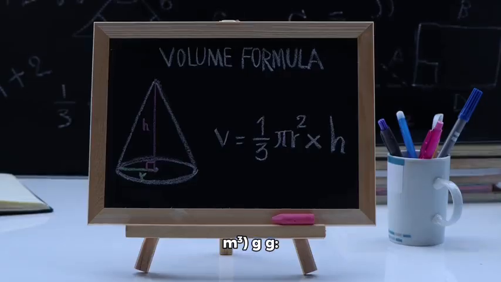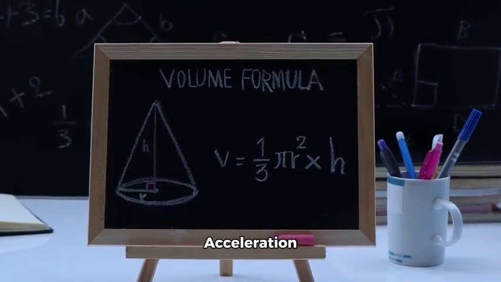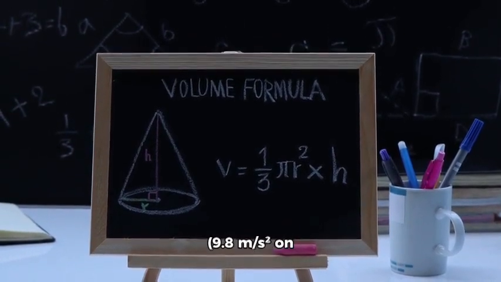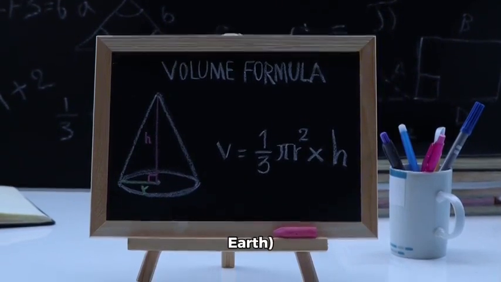V_d is the volume of the displaced fluid in cubic meters, and g is the acceleration due to gravity, 9.8 meters per second squared.